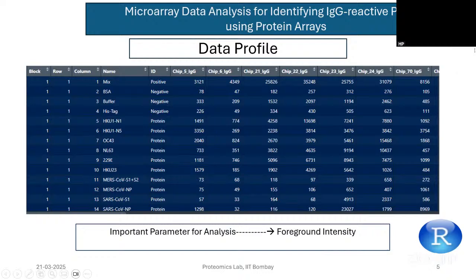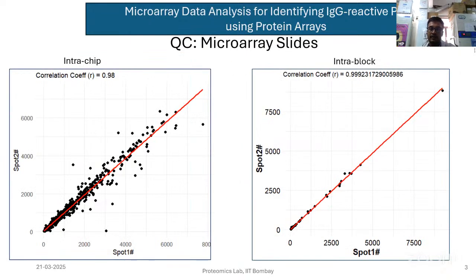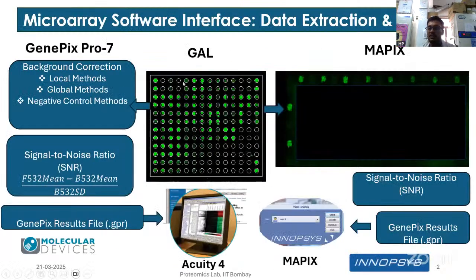So next, after this foreground intensities, how are you eliminating the noise of the data? These are the foreground intensities of a single spot, and the periphery is considered to be the background. How we are considering the background is also a crucial point.